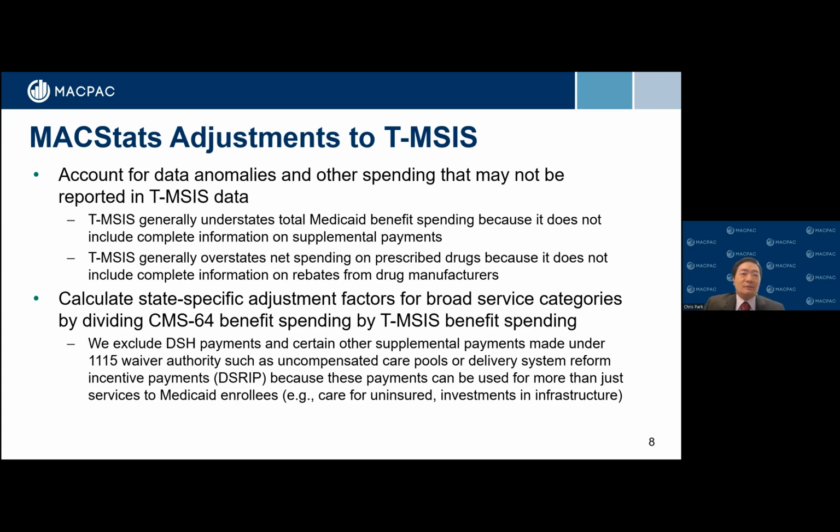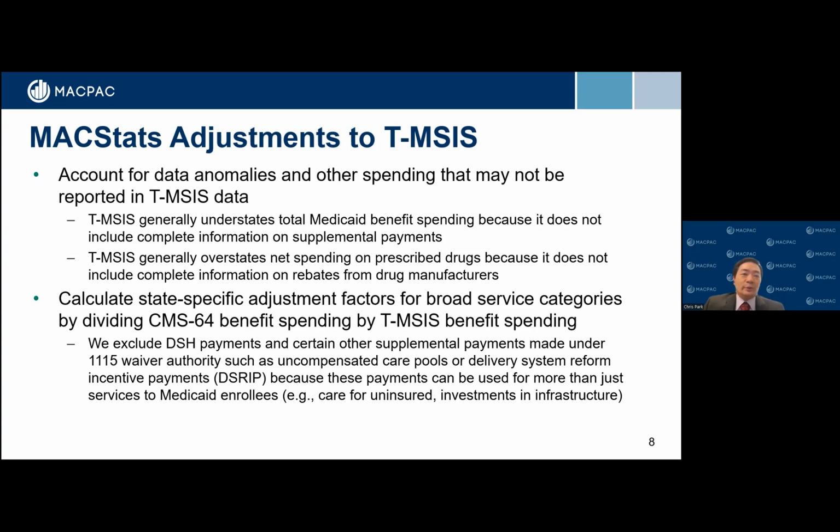We calculate state-specific adjustment factors for each of the broad service categories by dividing CMS 64 benefit spending by TMSIS spending. We then multiply the TMSIS dollar amounts in each service category by the state-specific factors. For example, in a state with a fee-for-service hospital factor of 1.2, each Medicaid enrollee with hospital spending in TMSIS would have that spending amount multiplied by 1.2. Doing so makes the sum of the adjusted hospital spending amounts among individual Medicaid enrollees in TMSIS total the aggregate hospital spending reported by states on the CMS 64.